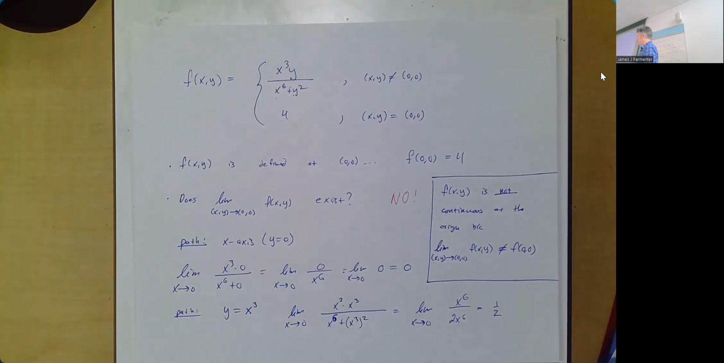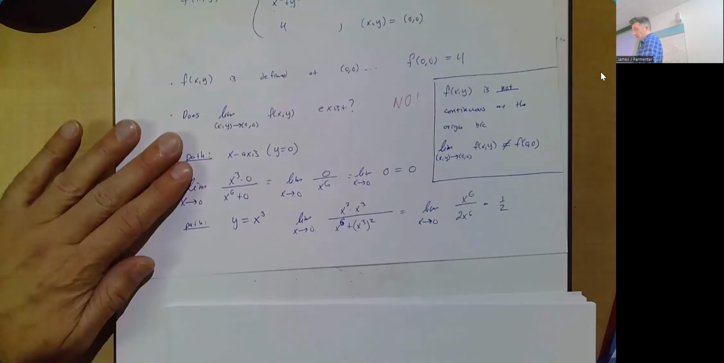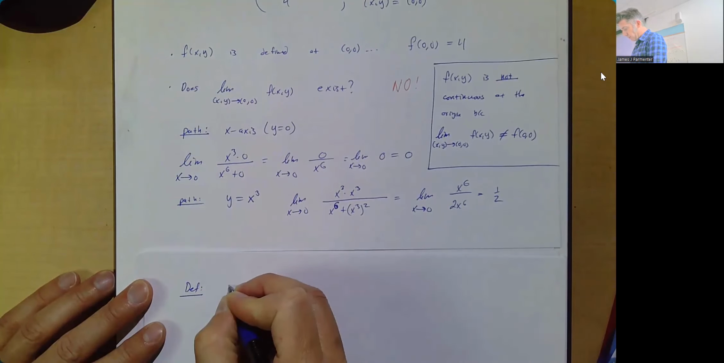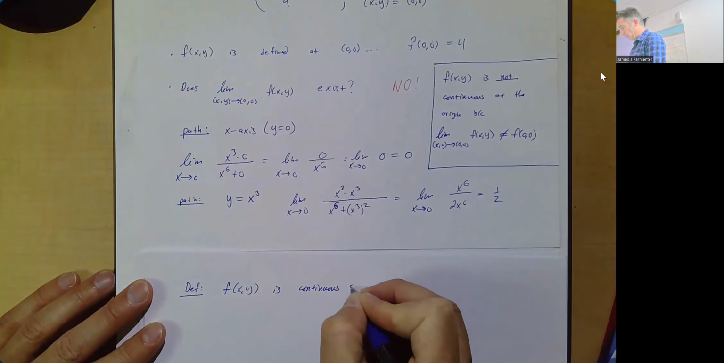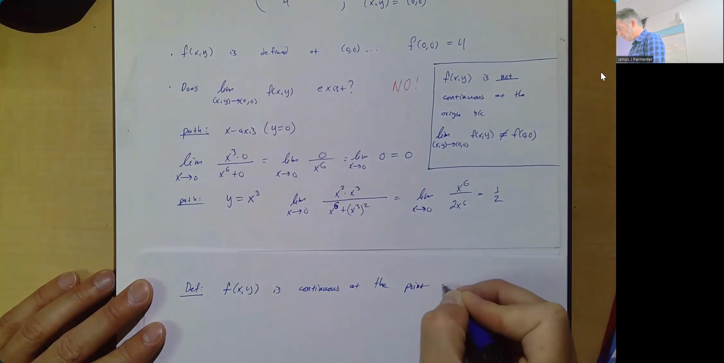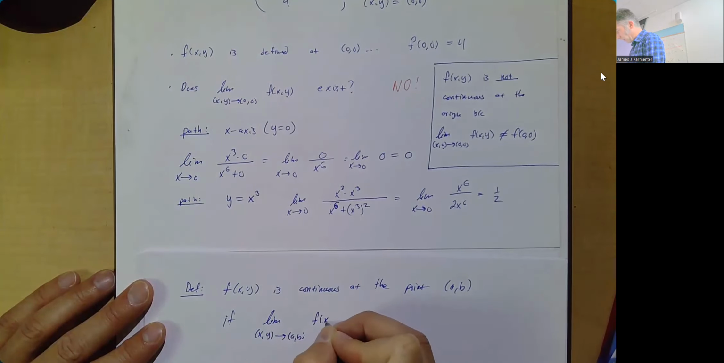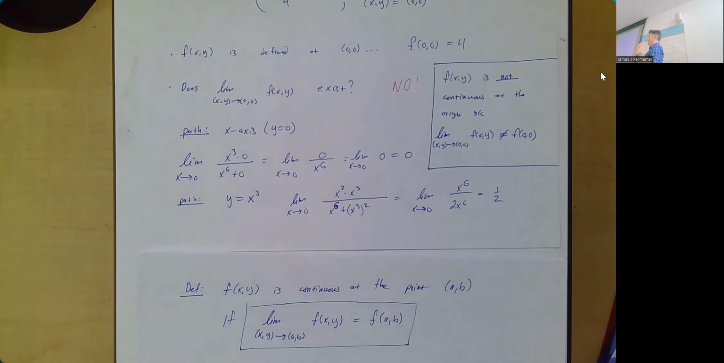In fact, I'm going to state that a little bit more explicitly in just a second here. So what we're saying here is, yeah, we got room. So definition: f of x,y is continuous at the point a comma b if the limit as x,y approaches a comma b of f of x,y is equal to f of a comma b. That's what it means to be continuous at a point. That the limit as you get closer and closer to that point is actually equal to the function value at that point.